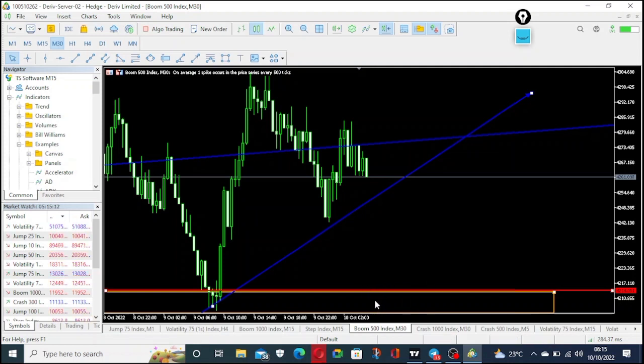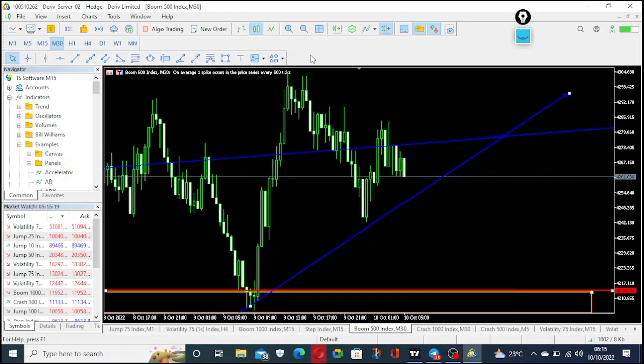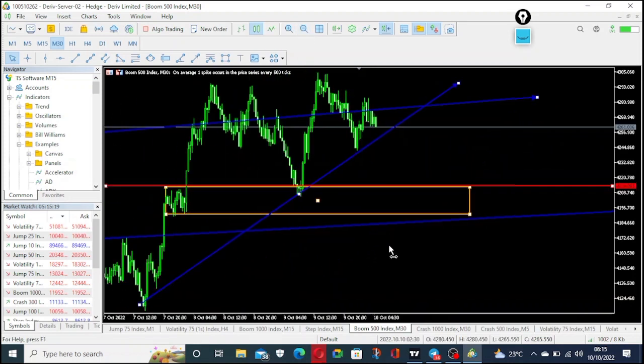And once price comes here, 42.14, yeah, 4,214. Once price comes to this area, I'll have to be buying, catching spikes back to this level, back to this trend line. So this is what I see on Boom 500.